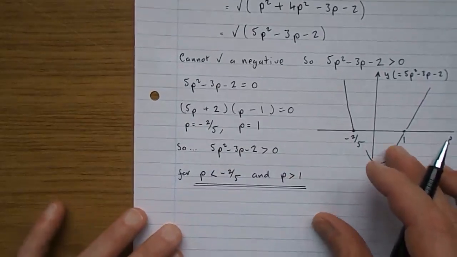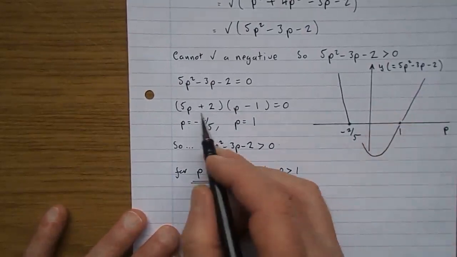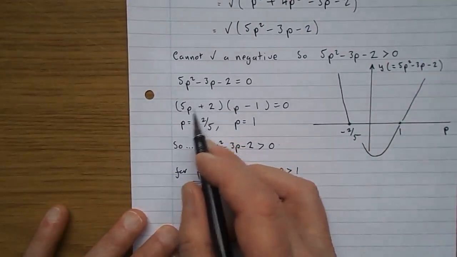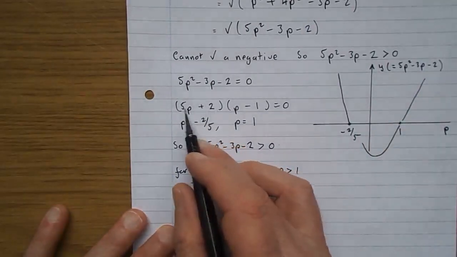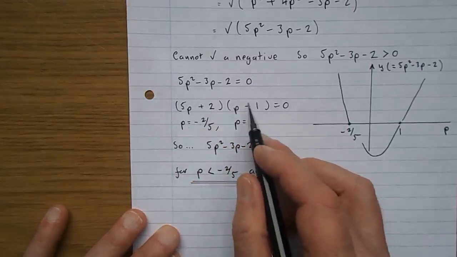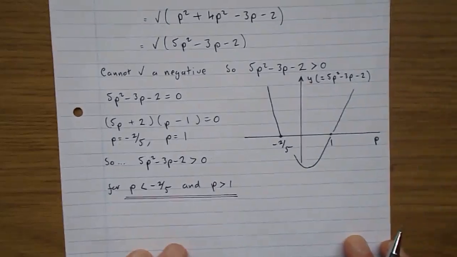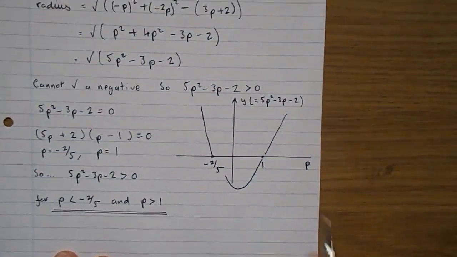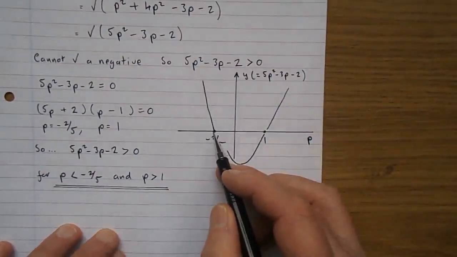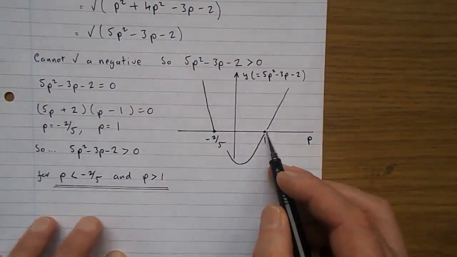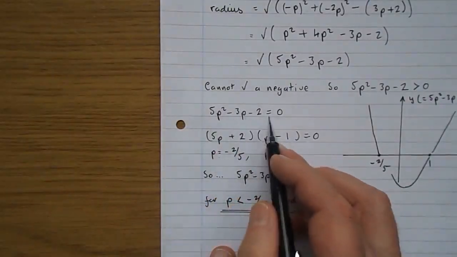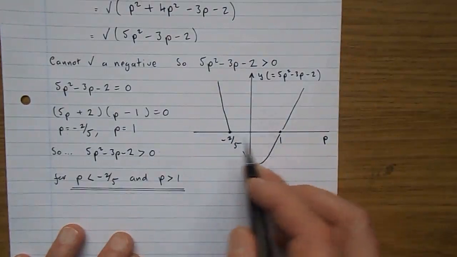Okay, and you should be quite good at solving these by now, I would have thought. Setting this equal to 0, p would be minus 2 over 5. Setting this equal to 0, and solving, p would be 1. So the roots of that equation are at minus 2/5 and at 1. Okay, so that equals 0 there.